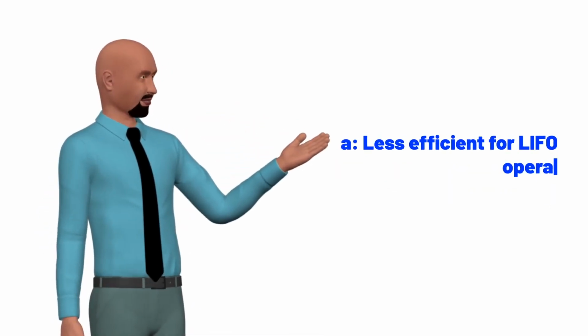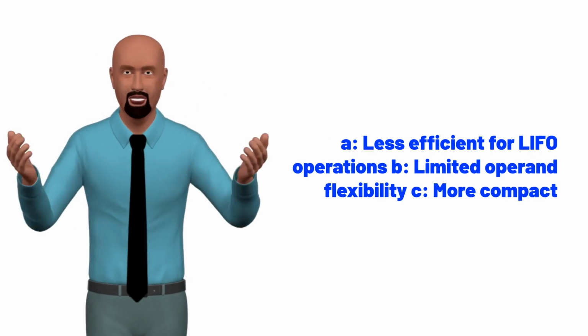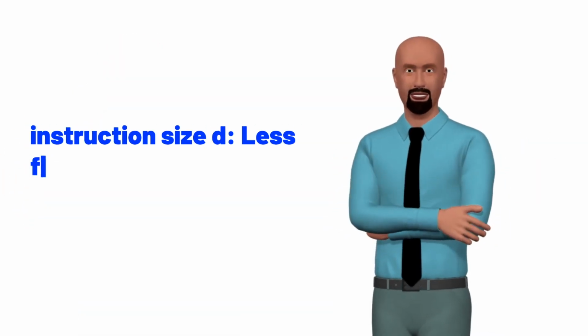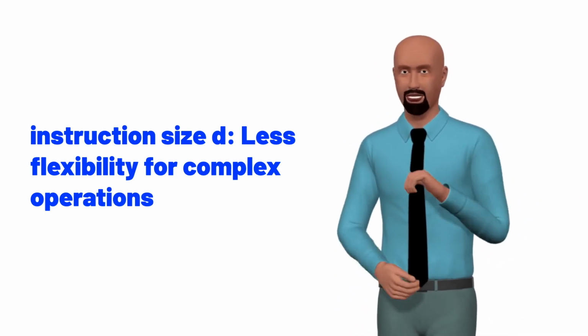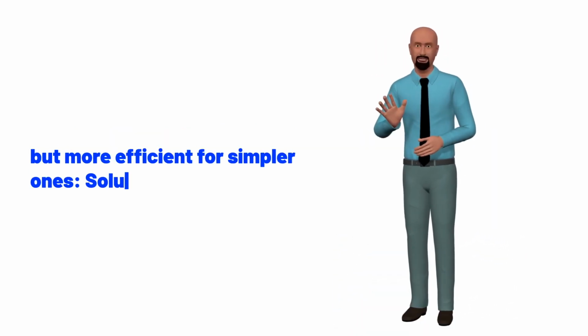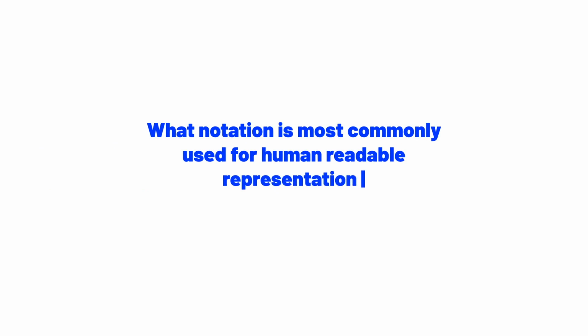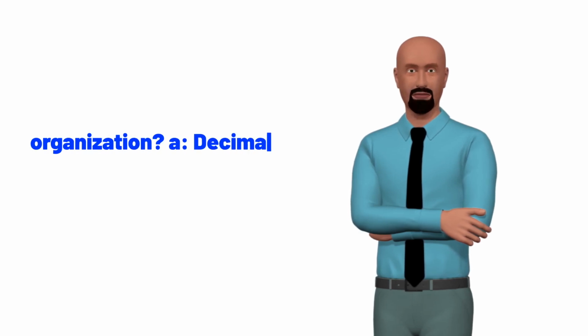What is the trade-off of using a 3-address instruction format? A. Less efficient for LIFO operations. B. Limited operand flexibility. C. More compact instruction size. D. Less flexibility for complex operations but more efficient for simpler ones. Solution. C.